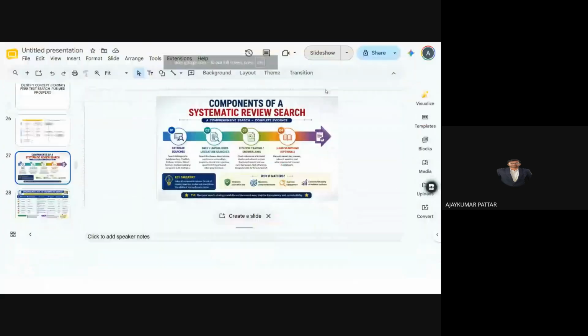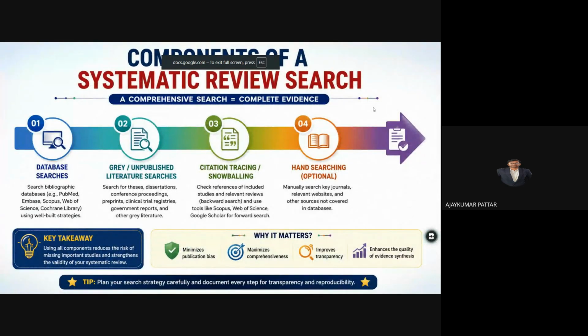So these are the steps. First we will search in the database, then we will go with the gray literature. Gray literature is not mandated by Cochrane, but it is the best way to avoid publication bias. Then we will go for backward and forward citation tracing. Then hand searching, because many of our dissertations and theses may not be available in an online repository. Then we can also go for hand searching.